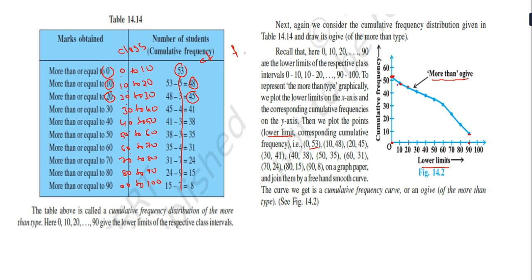So now, in this downward graph, we again have to find the median. And how do we find it? N by 2. So here 53 by 2, that is 26.5. So again 26.5 we mark here. Now make a parallel line and you will get the answer. That will be on the next page.